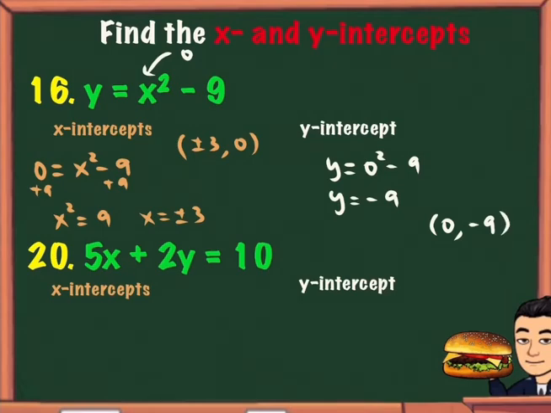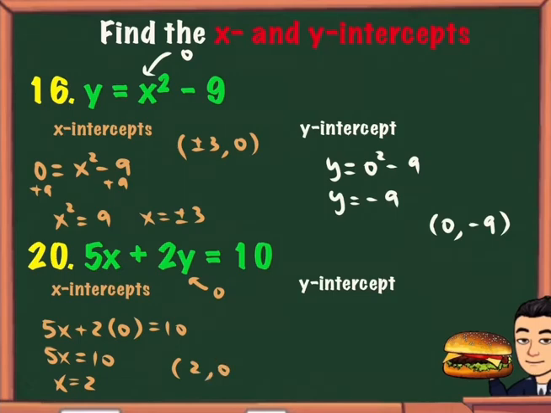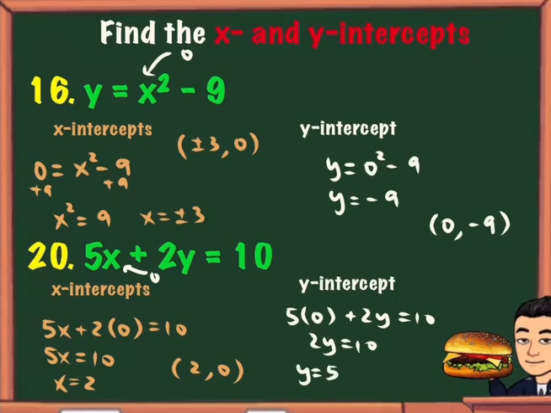Number 20, in order to find the x-intercept, you want to insert 0 into y. We have 5x plus 2 times 0 equals 10. So 5x equals 10, meaning that x equals 2. So the x-intercept is going to be 2 comma 0. For the y-intercept, you want to insert 0 into x. So you have 5 times 0 plus 2y equals 10. So 2y equals 10, y equals 5. You want to express it as 0 comma positive 5.